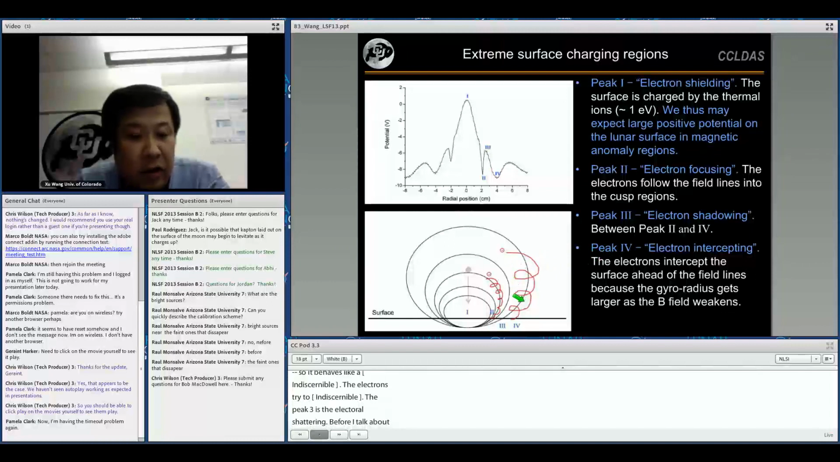It's the electron intercepting. What happens when it's further out of the dipole field is that the field strength weakens and the gyro radius of the electron gets bigger. The electron follows field lines, gyrates, and hits the surface before the field line intercepts the surface. So it charges that region more negatively. In between peaks 2 and 4, fewer electrons hit the surface, so that surface region charges more positively.